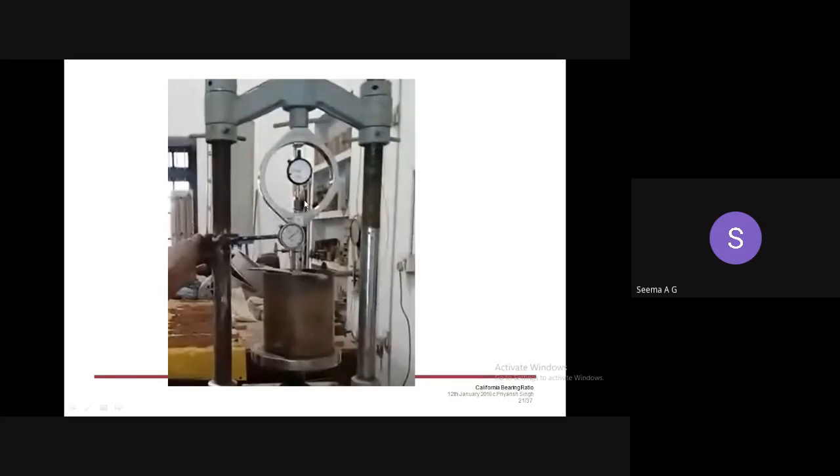Then the plunger is attached at the bottom of the proving ring. Then this is a dial gauge to measure the penetration of the plunger. Then this one is the proving ring where you measure the loading. So this entire thing is known as the proving ring, and this is the dial of the proving ring. Loading is measured using the proving ring, and the penetration is measured using the dial gauge. The dial gauge is attached to the plunger, so we can measure the penetration.